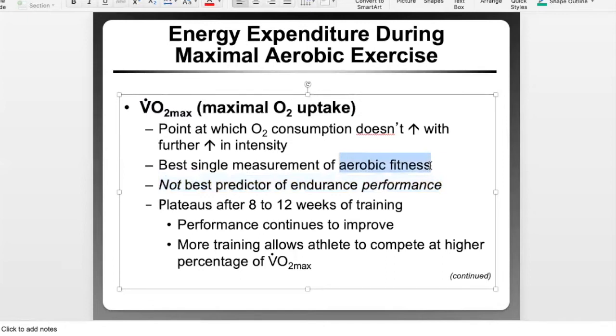And you can do VO2 max training, but after about 12 weeks, there's going to be a kind of plateauing of an effect. Your performance will continue to improve, but these improvements will mostly be due to training, exercise technique, training technique, and also the utilization of carbohydrates, proteins, and fats differently.